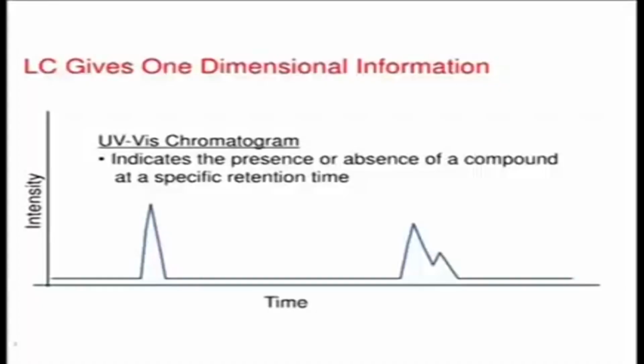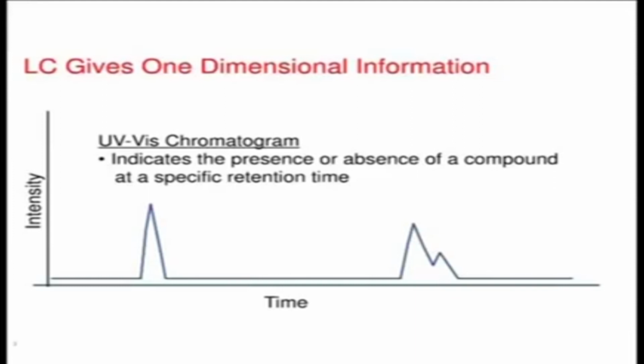LC gives one dimensional information. To feed the sample into the mass spectrometer, either we can use an LC as a front end, or we can directly insert the sample into the system. Based on the property of the compound, we can select any type of detector. You can only get the information about the time and the intensity. That means if you want to identify a compound under the same condition, you have to run a standard and match the retention time.